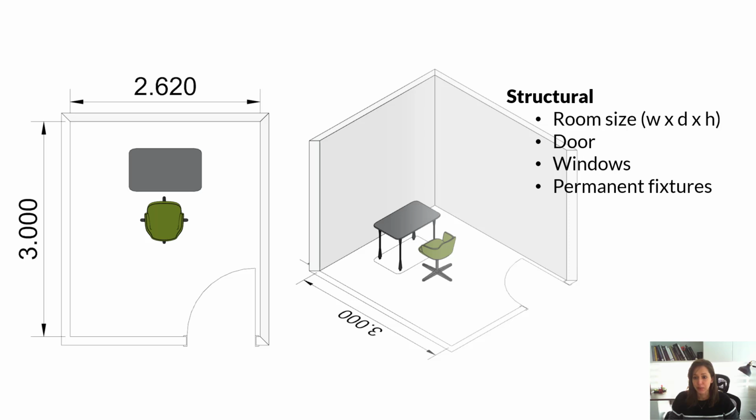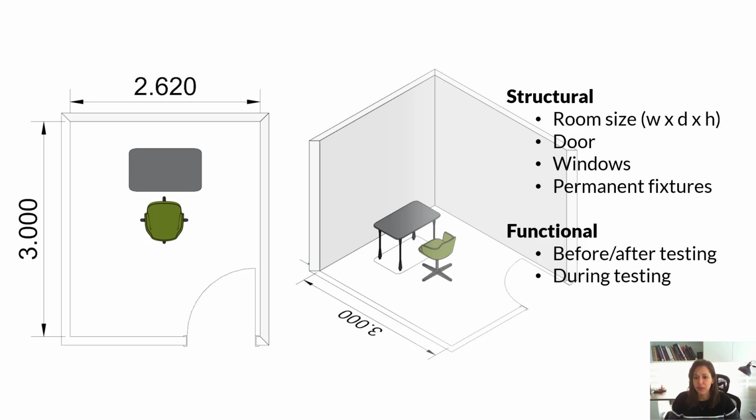Let's imagine that our experiment will need to be run in a small testing room measuring 2.6 meters wide by 3 meters deep. If we look at the structural concerns, we see that there are no windows, no additional obstacles, and that the door is located in the lower right corner, opening inwards towards the right side wall. The ceiling itself is 2.6 meters tall.